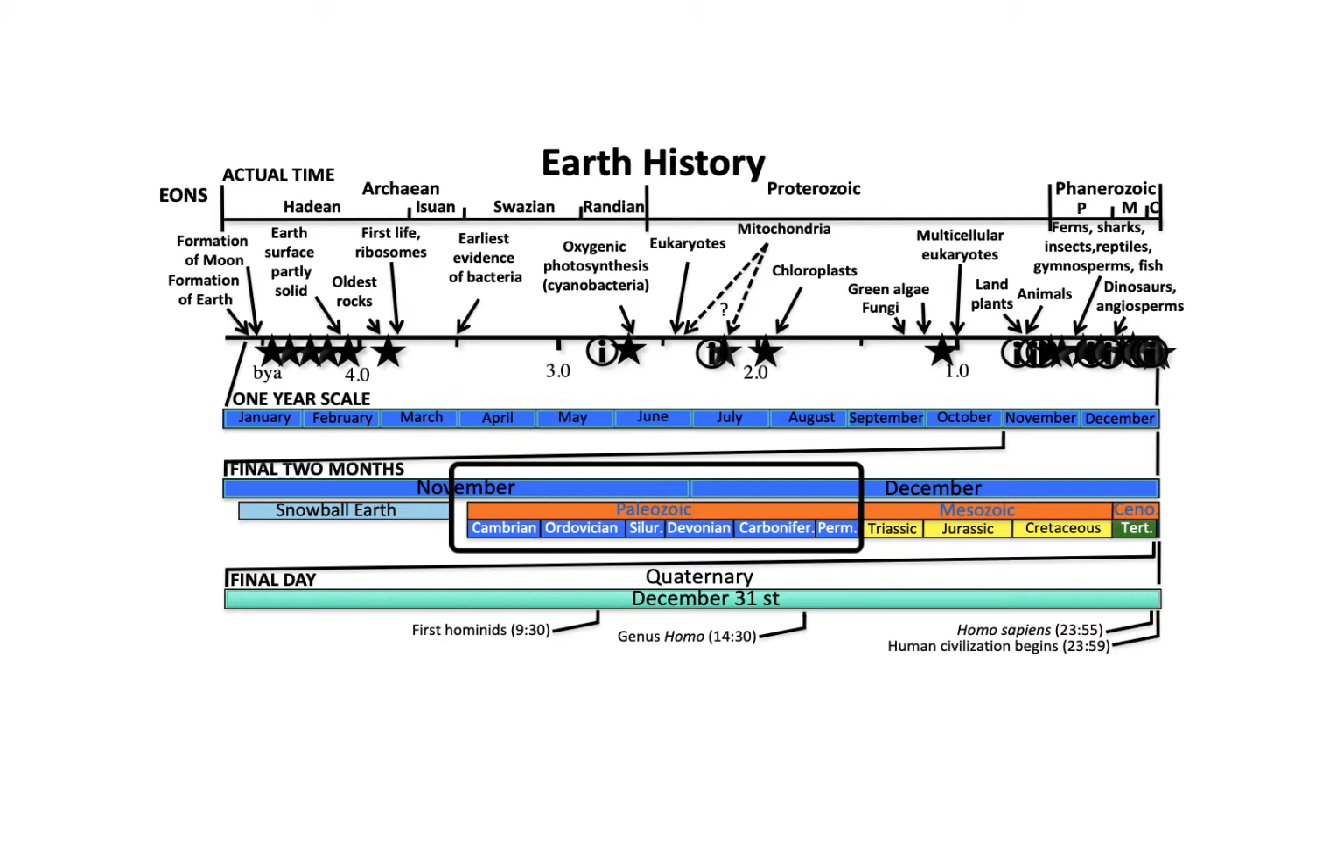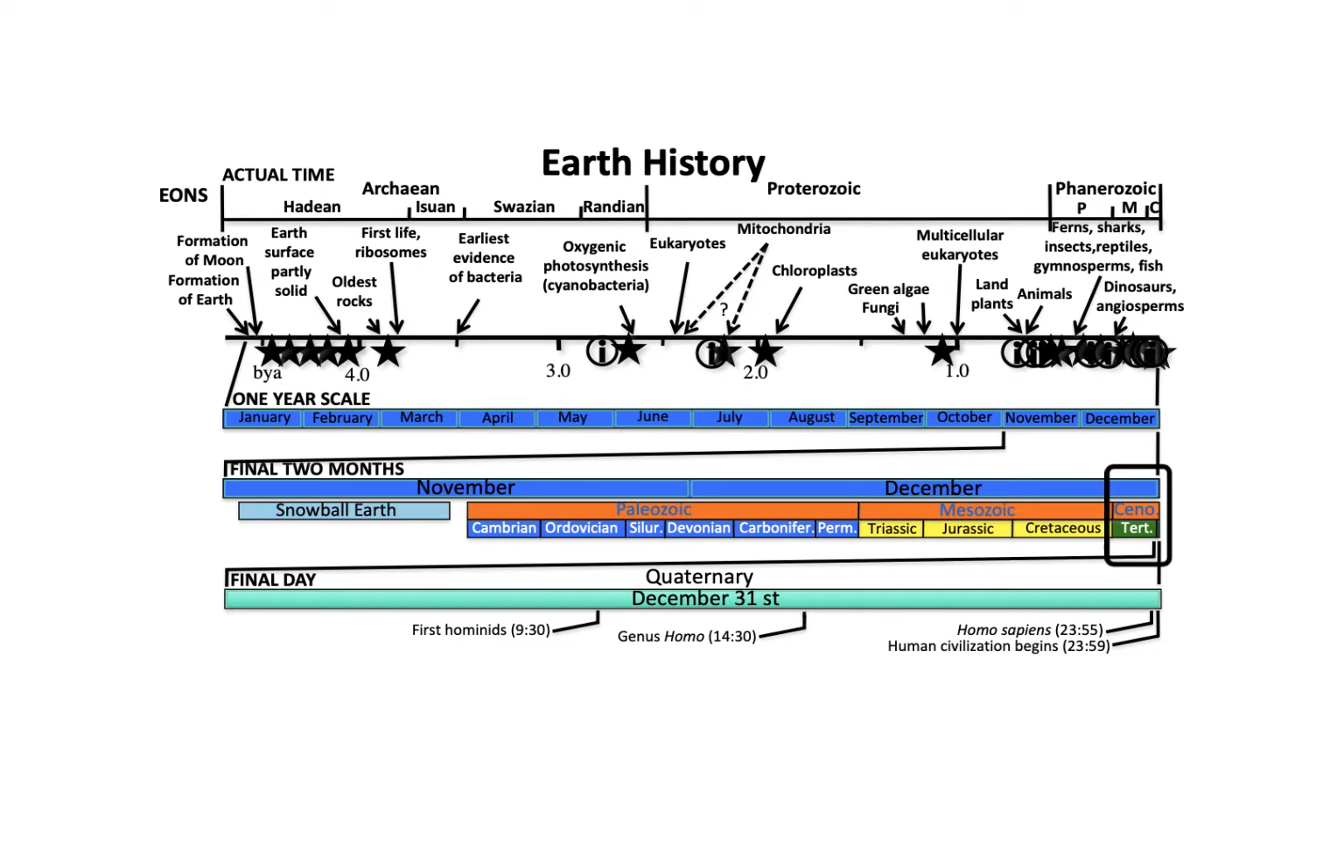So during those periods, then you also see organisms appearing on land, a lot of colonization of the land by that time, including animals and land plants. And then you get things like ferns and sharks and insects and reptiles and gymnosperms arising in late November and early December. And then finally, in late December is the Mesozoic period, including the Triassic, Jurassic, and Cretaceous. And this is essentially the age of dinosaurs.